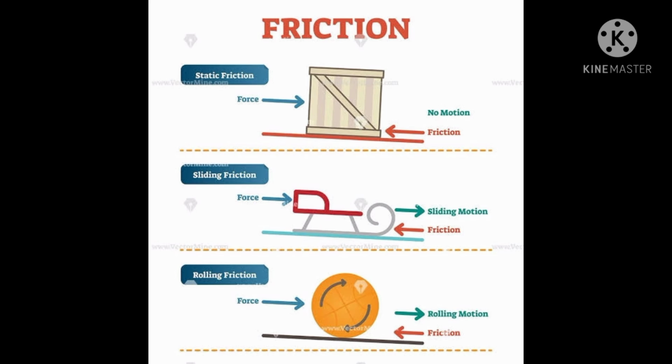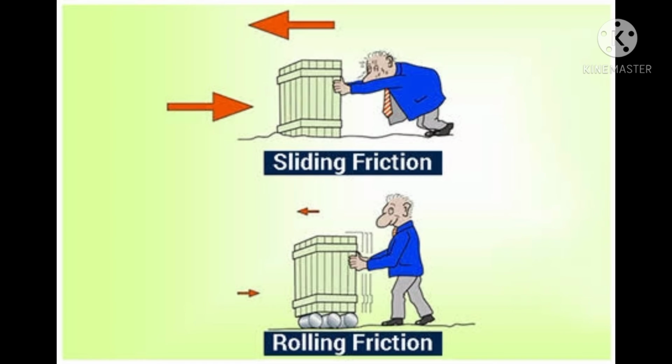So these three types of frictions, static friction, sliding friction, and rolling friction, we can observe in daily life. We can give more examples. See here, one old man is trying to slide one heavy object by applying more force. In the next picture, he used the rollers. By the rollers, he applies less force because there is less friction. So those are the types of frictions.